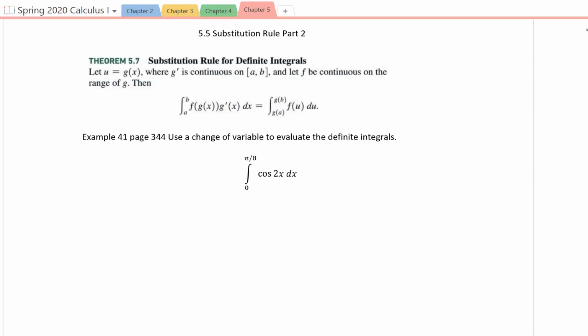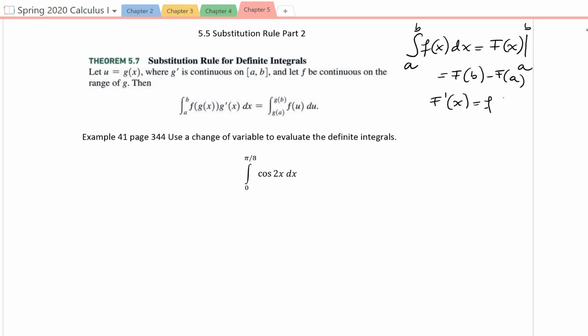Okay, in this video I'm going to solve a few more integrals using substitution rule, and as you can see in the definition and in the first problem, these are definite integrals. So because they are definite integrals, let's remember the fundamental theorem of calculus, which says if you have the integral from a to b of f of x dx, you're going to get the antiderivative of f of x evaluated from a to b, which is F of b minus F of a, where F prime of x is f of x.